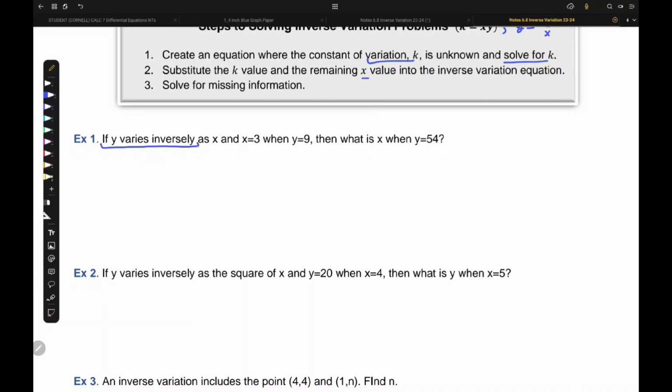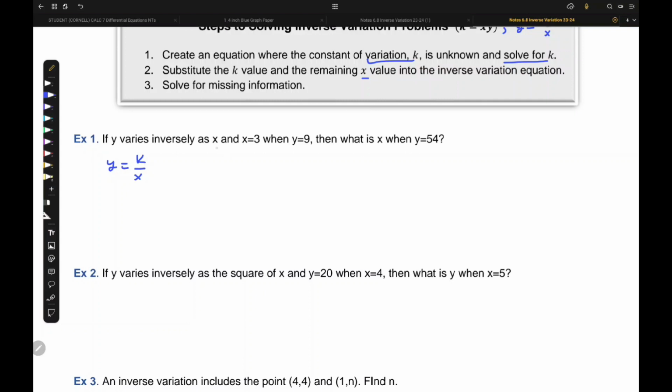And sometimes they'll give us a y value, sometimes they'll give us an x value, but first we have to create our own equation. So let's look at example 1. When we read this, we see if y varies inversely as x, and that's how we read it. Y varies inversely as x. This is how we write it.